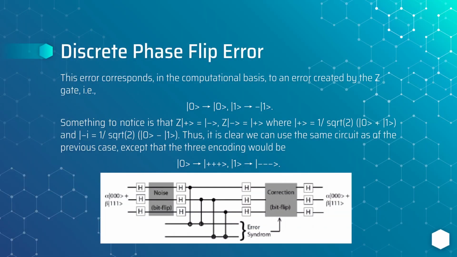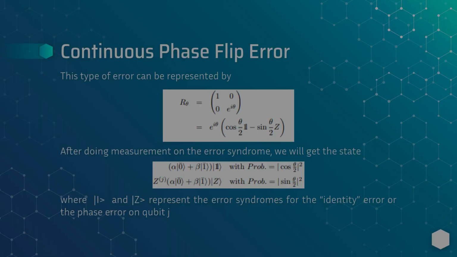How can we correct a discrete phase flip error? It is actually the same as the bit flip error, but in a different basis, the plus-minus basis. We can correct this also using the same logic, but we have to use the Hadamard gate while correcting this error, because this gate actually changes the basis.